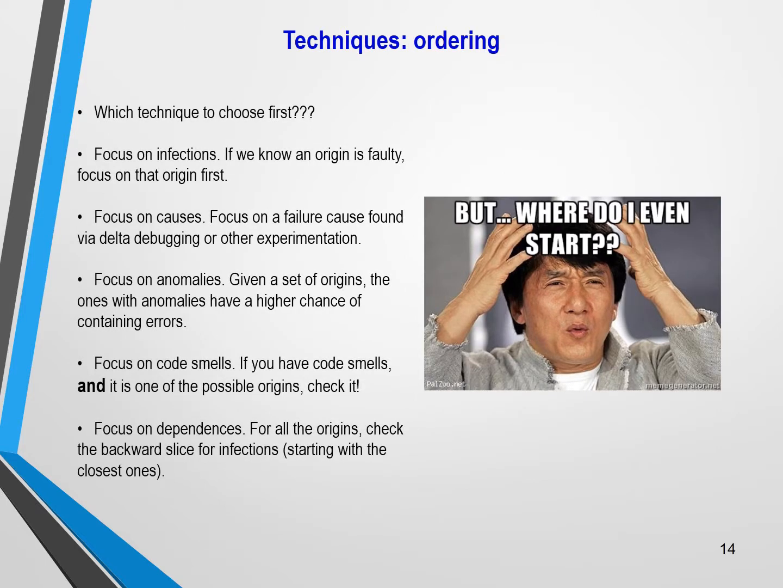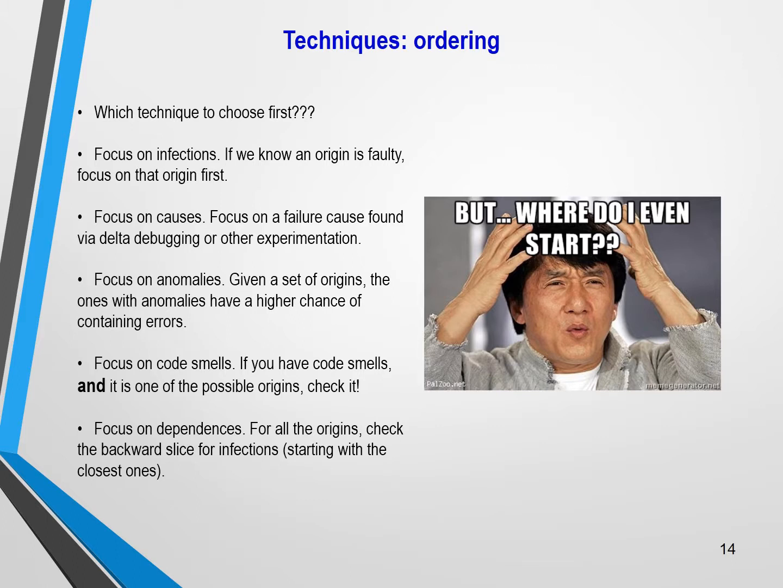So we've learned about these techniques, but which one should we start with first, since we don't want to spend all of our time just performing every technique one right after the other until we find the defect. So the first step would be to read the code, see if anything jumps out at you. Reading the code will also help you understand what's supposed to be going on. If it doesn't jump out at you, the next thing you could do is focus on infections. If we know an origin is faulty, we should focus on that origin first. This should be common sense.